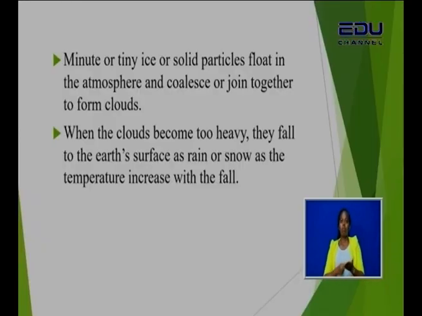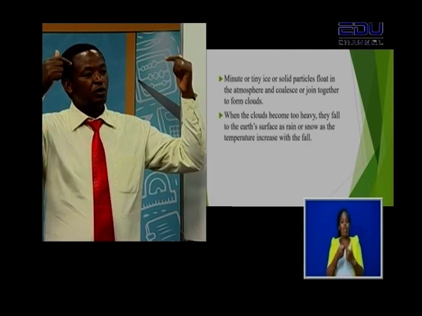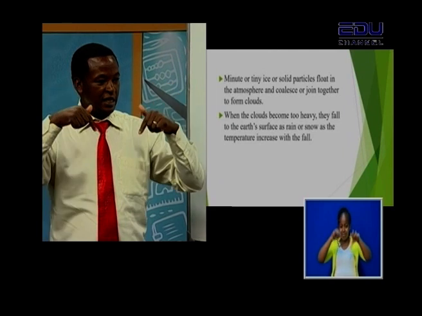Wonderful. When we are talking about the cloud, we have those small solid particles, they float in the atmosphere. And we say they coalesce, they join together and become heavier. We have talked about that. And it forms what you are calling the clouds. Then after that, when the temperature rises beyond a certain point, those clouds now melt, and from there it rains, or the water drops as rain.